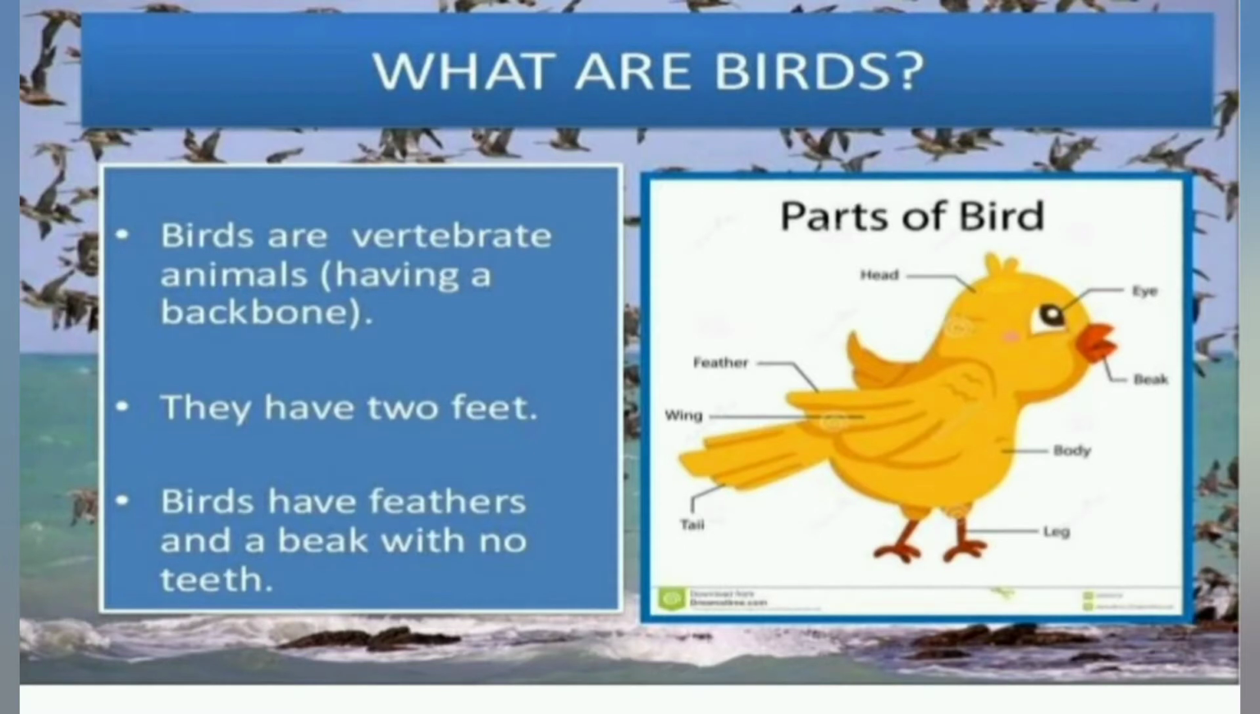What are birds? Birds are vertebrate animals having a backbone. They have 2 feet. Birds have feathers and a beak with no teeth.